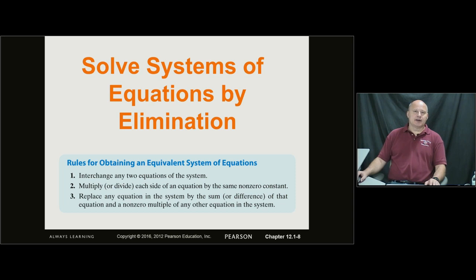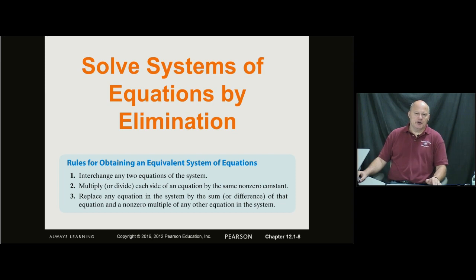The second rule is you can multiply or divide the equation by any non-zero constant. So for example, if you have 2x plus 3y equals 4 and you want to multiply everything by 5 on that equation, you can do that. You can multiply or divide each side of the equation by a non-zero constant, which basically means as long as it's not 0, we're good. So if you have 2x plus 3y equals 4 and you multiply by 5, it becomes 10x plus 15y equals 20.